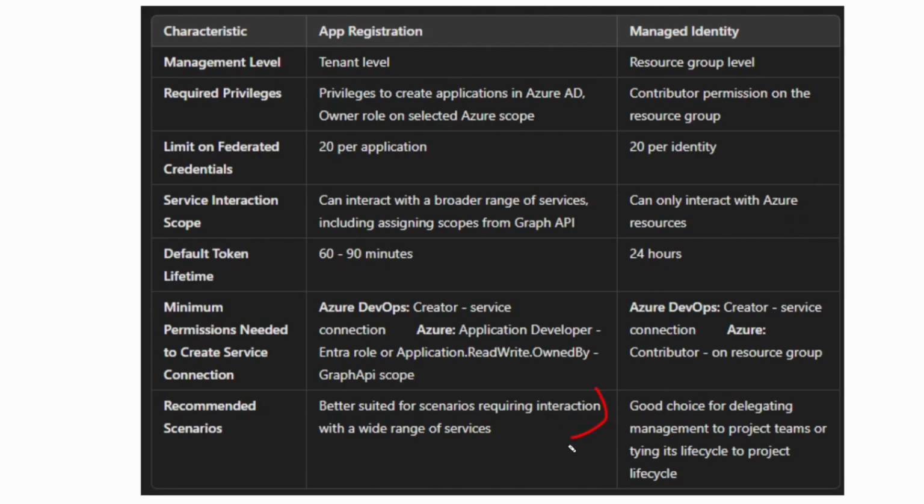Generally, app registration is better suited for scenarios where you need to interact with a wide range of services, while Managed Identity is a good choice if you want to delegate management to project teams or tie its lifecycle to project lifecycle. This is just one of many ways to enhance security in Azure DevOps.